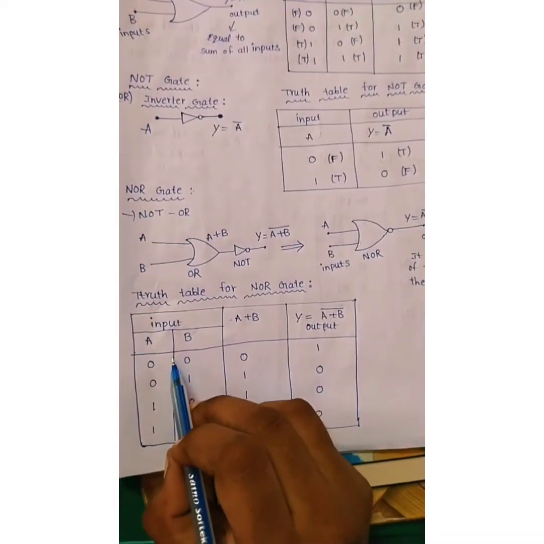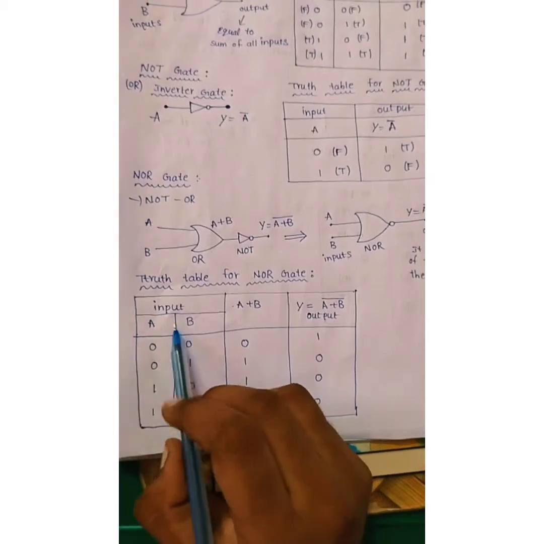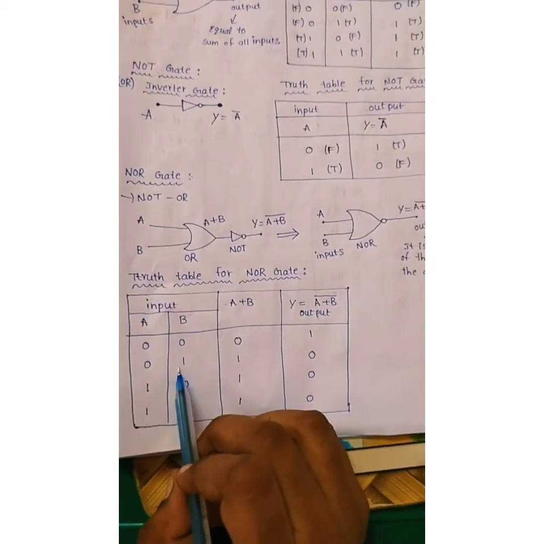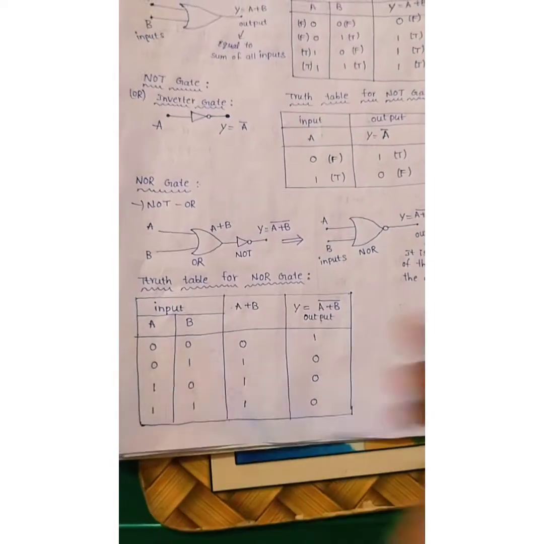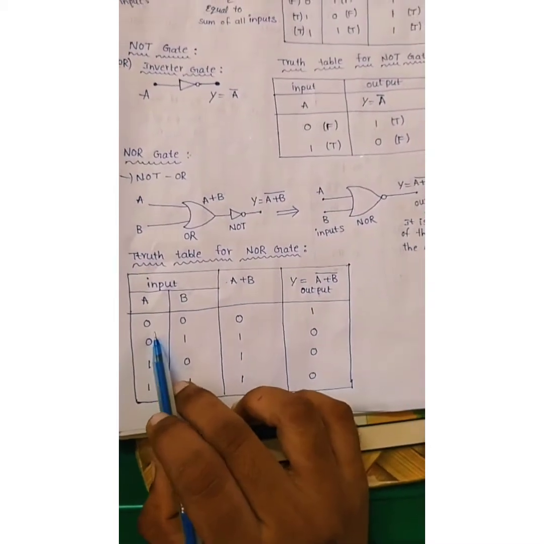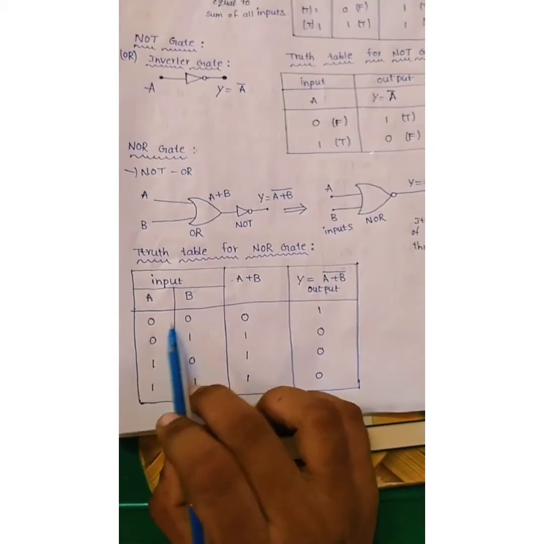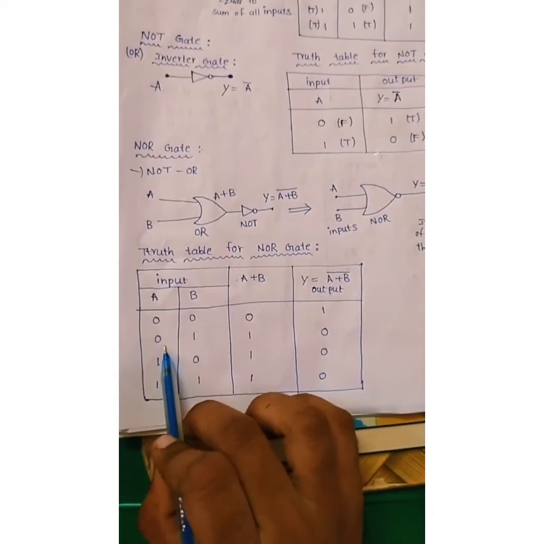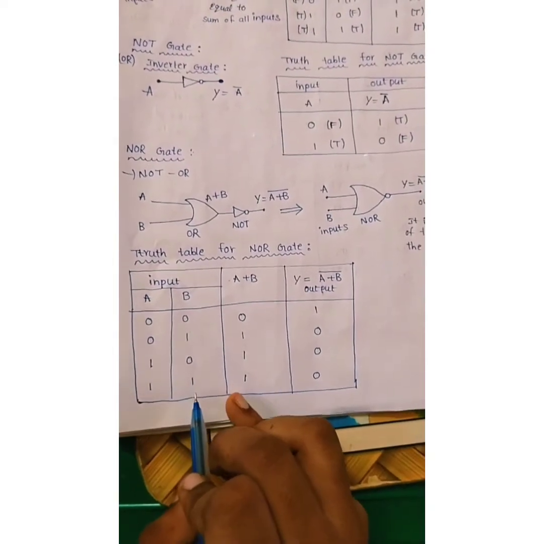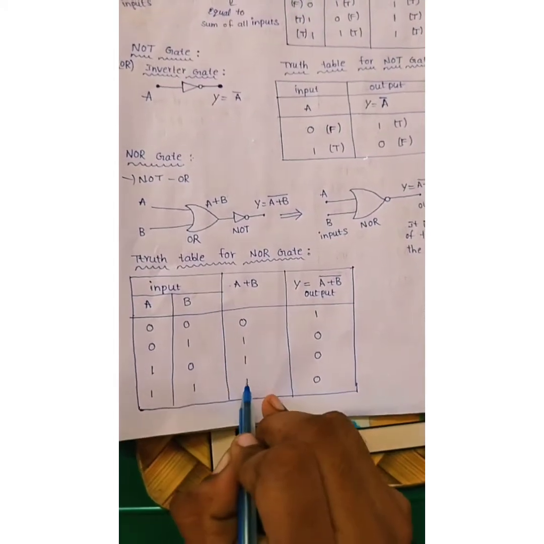Here the inputs are taken as A and B. Here we take the input 0 0. First we find out A plus B. Here we take the inputs as 0 0: 0 plus 0 is 0, 0 plus 1 is 1, 1 plus 0 is 1, 1 plus 1. Here we do not take 2, but only 1.